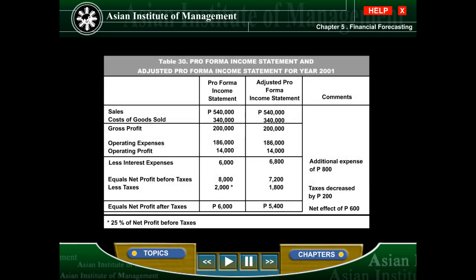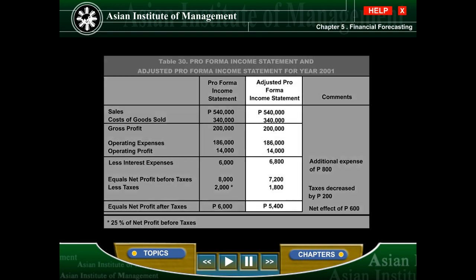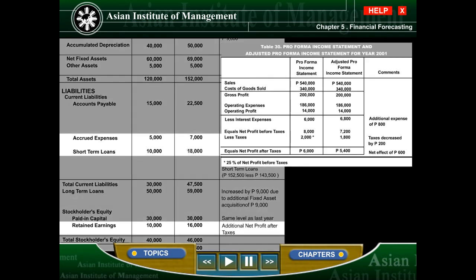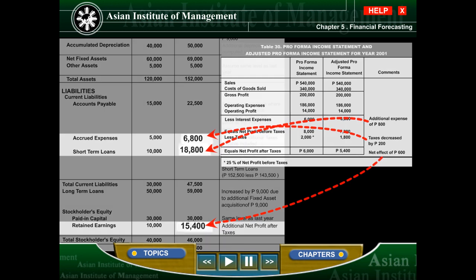For illustration purposes, the pro forma income statement and adjusted pro forma income statement for the year 2001 are shown in Table 30. The pro forma balance sheet must be adjusted. Short-term loans will rise to 18,800 pesos. Accrued expenses will decrease to 6,800 pesos, and retained earnings will decline to 15,400 pesos. All other items will remain the same except for the subtotals of current liabilities and stockholders' equity.